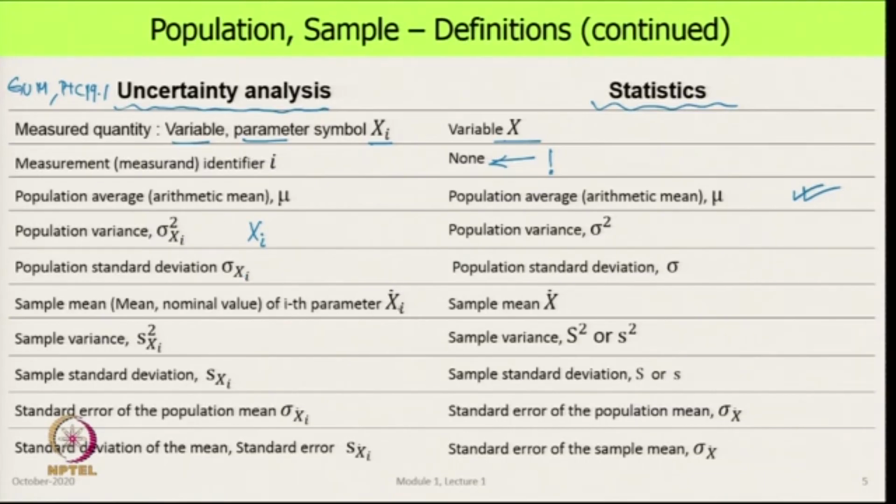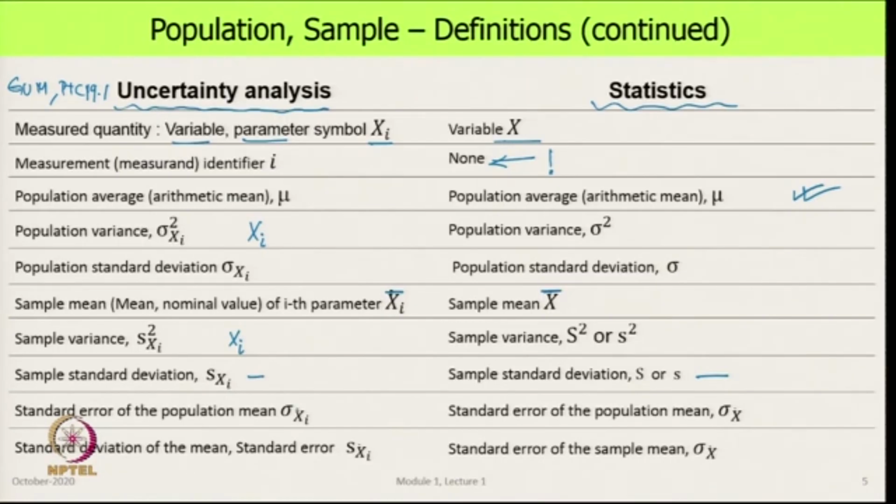Sample mean of the ith parameter is xi bar; in statistics, sample mean is x bar. So, we have put the identifier I here, whereas there that identifier is not there. In statistics, sample variance is s square, with no subscript. In uncertainty analysis we have sample variance and we specify which parameter or measurand it pertains to. So, you have s xi squared. Same thing with sample standard deviation, s with subscript xi.